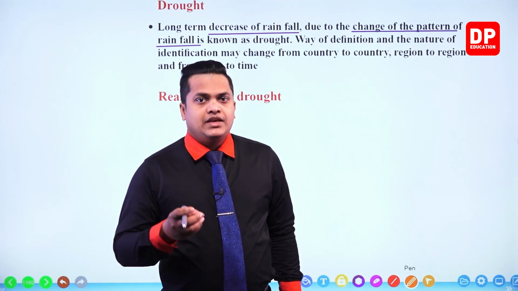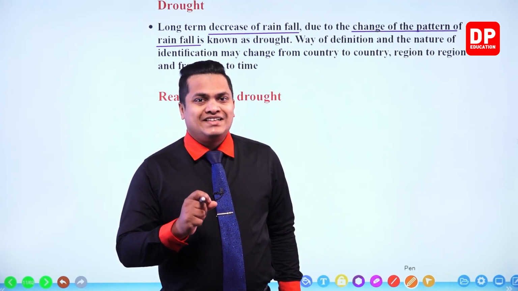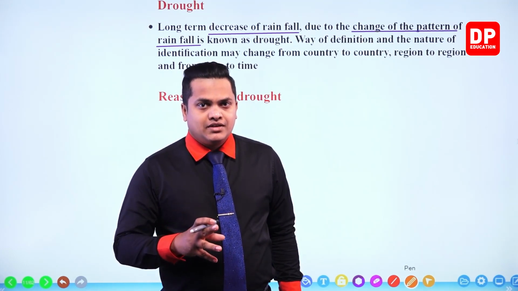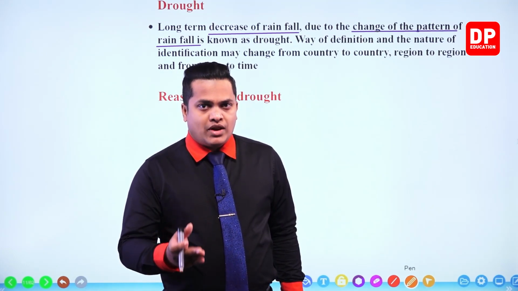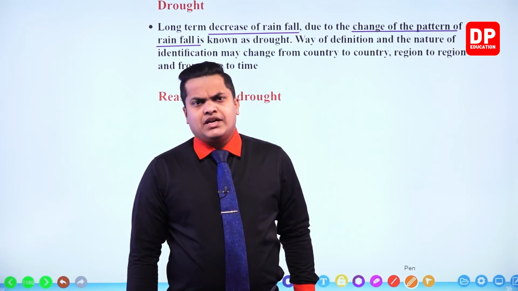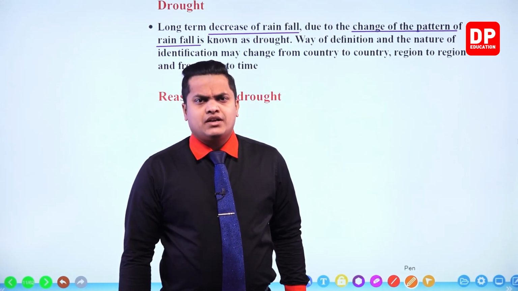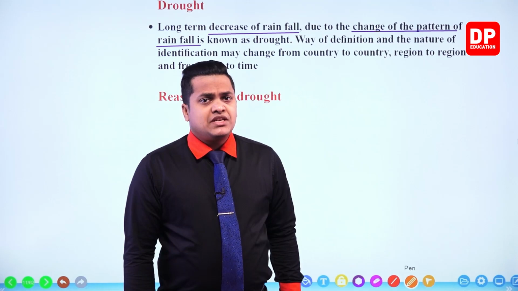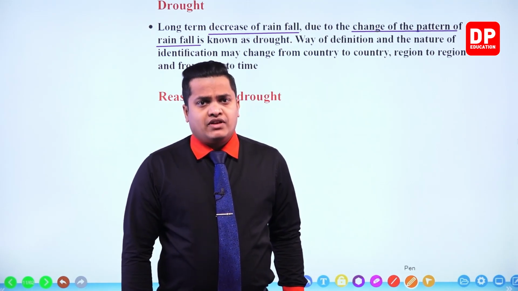Droughts are mainly caused by decreasing rainfall, because due to lack of water, droughts will occur. And sometimes due to dry air currents or dry wind. Sometimes due to dry wind, my dear children, what will happen?